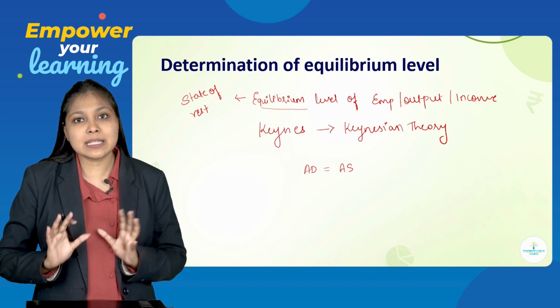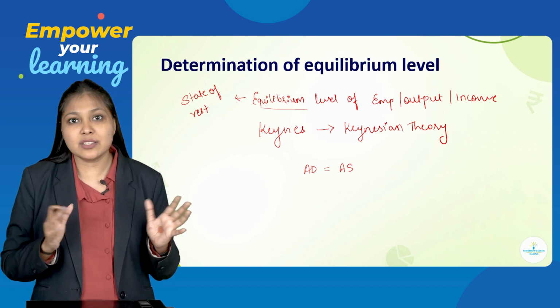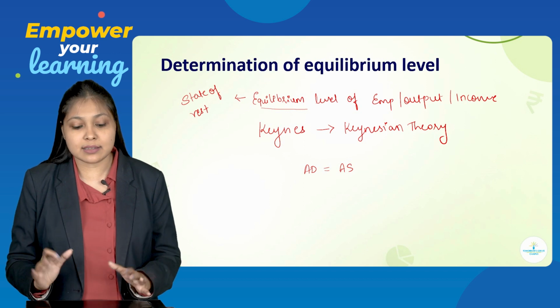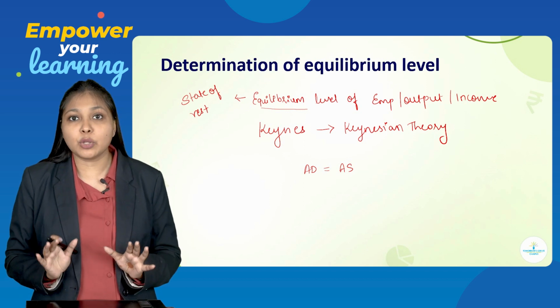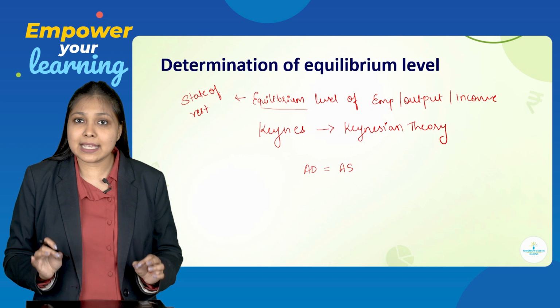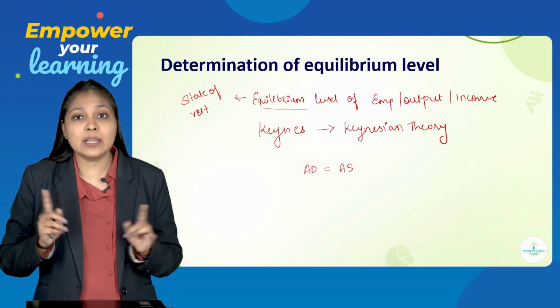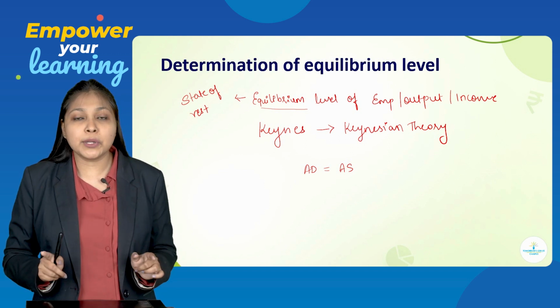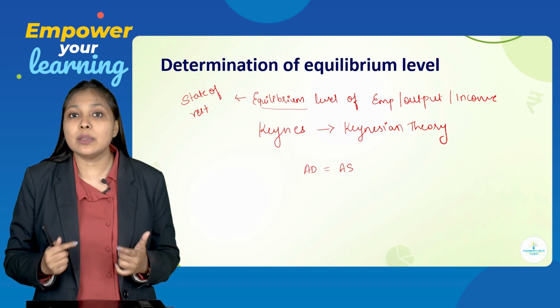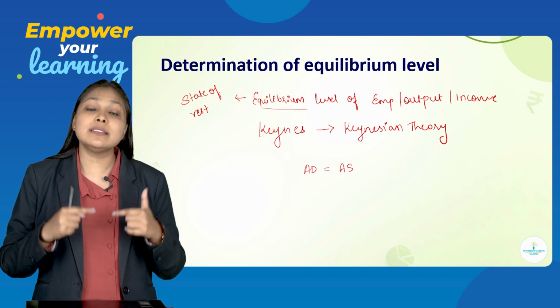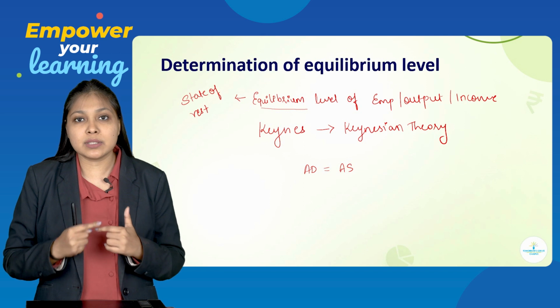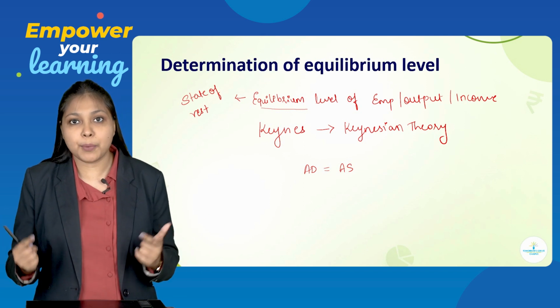And this concept is given to us by Keynes, that is J.M. Keynes, John Maynard Keynes. So, he has given us the concept of AD and AS. He says when AD and AS are equal to each other, at that point of time, your economy is at equilibrium position. That means thereafter, your economy does not want to change its position.